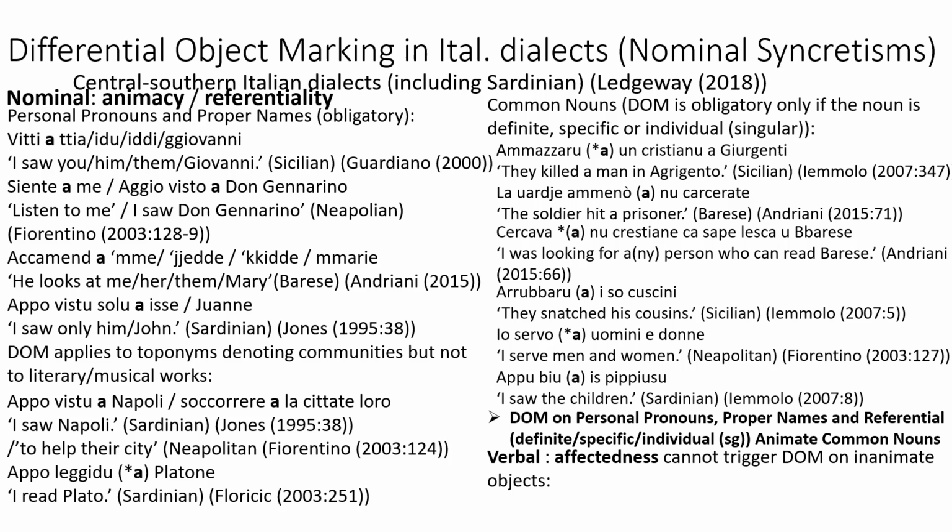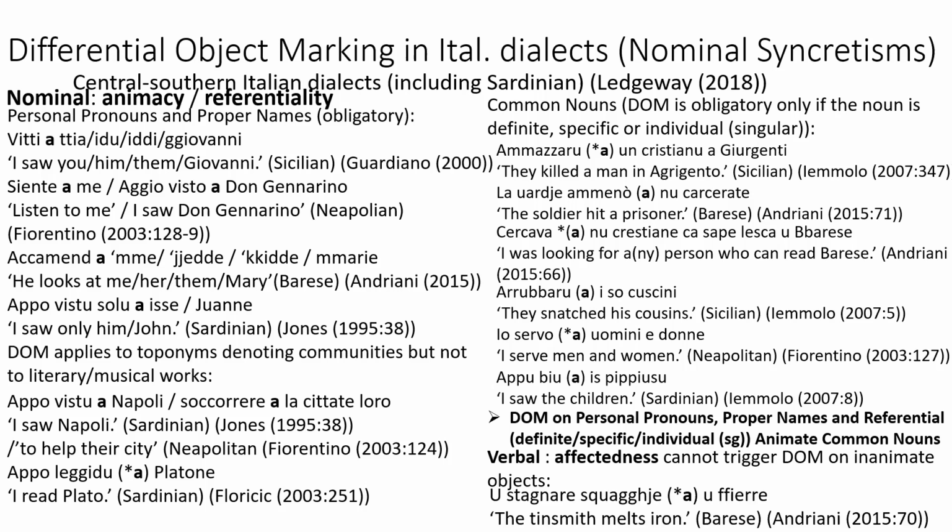inanimate nouns because even if the verb is highly effective, a is not permitted if the object is inanimate. So, for example, in this example by Gigi Andriani, the tinsmith melts the iron. We cannot say a u piere, even if the verb is highly effective.